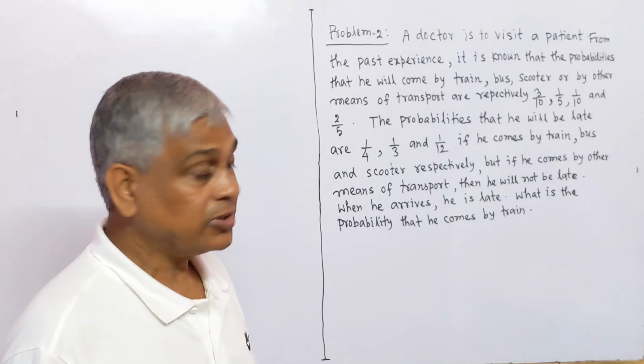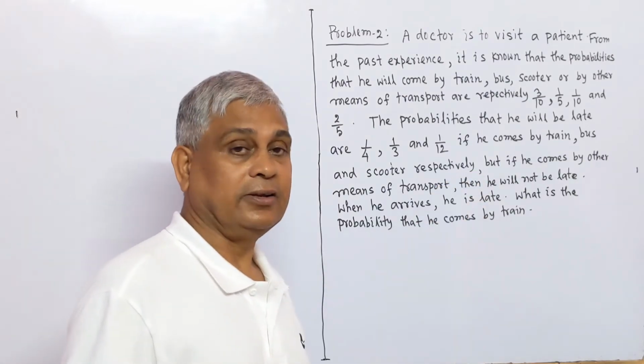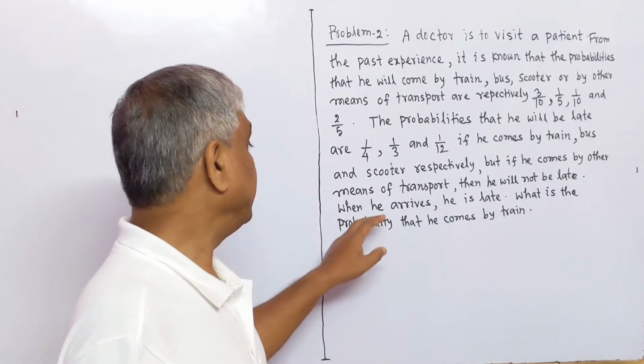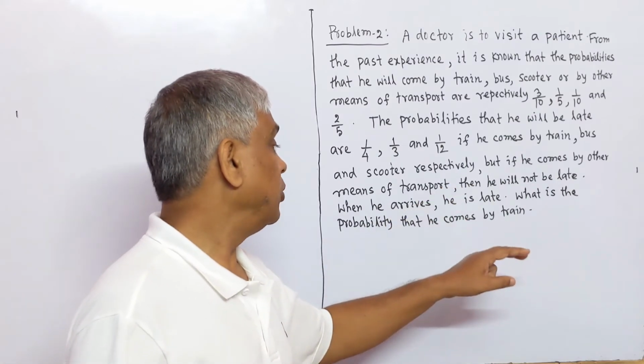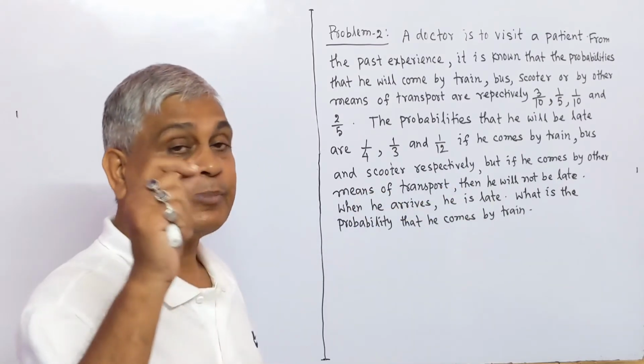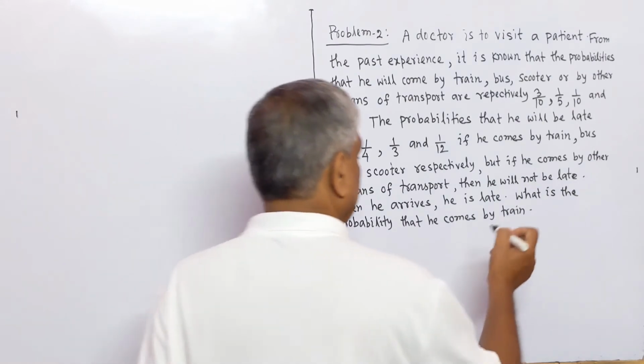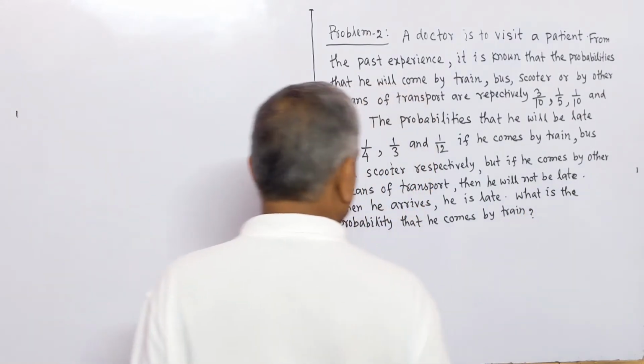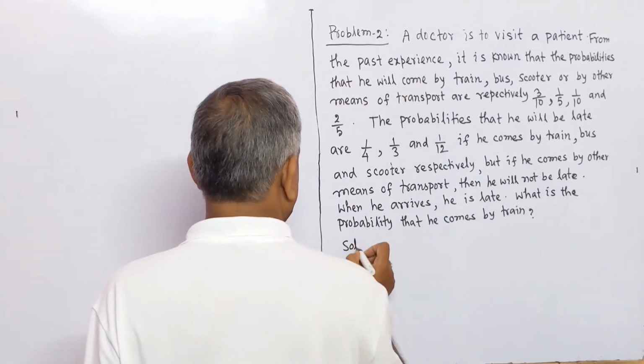When he arrives, he is late. It is known. What is the probability that he comes by the train? Now we solve this. Solution.